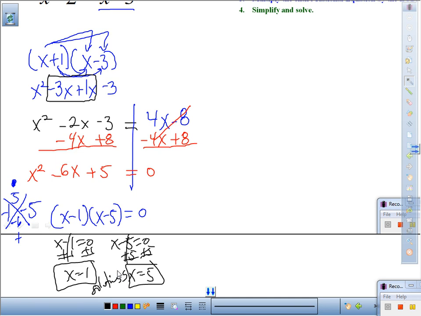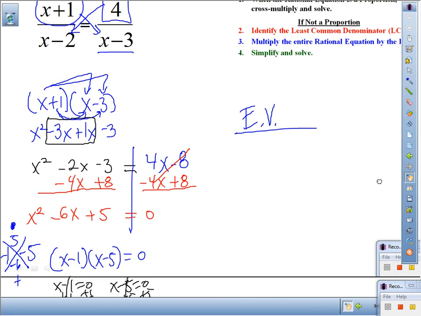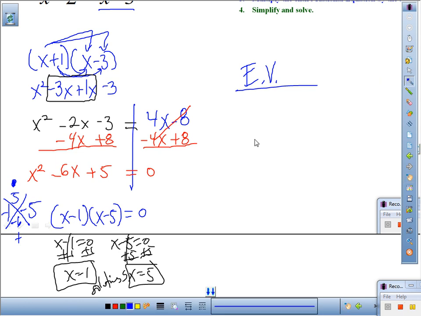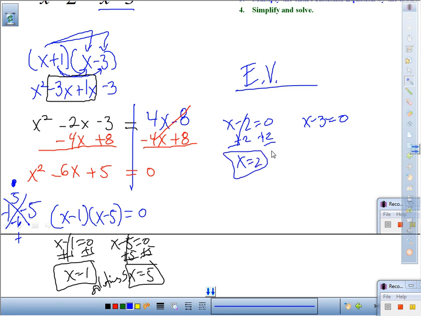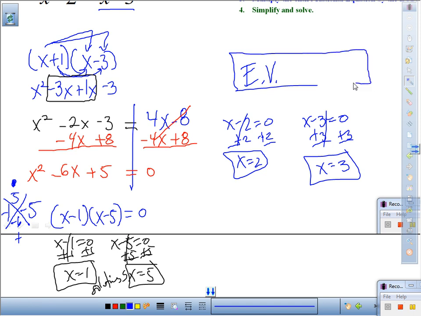Are we done? No, Mr. Q. We need to check what? Excluded values. What were our denominators? x minus 2 and x minus 3. So I'm going to write x minus 2 equal to 0, x minus 3 equal to 0, and solve. Plus 2, plus 2, x equals 2. Plus 3, plus 3, x equals 3. So my excluded values are 2 and 3.